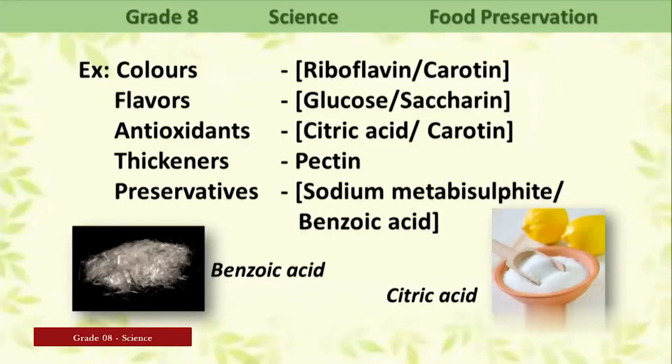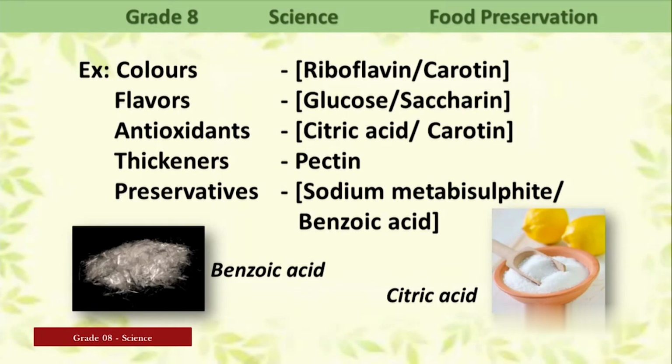I have given you different types of food additives, right? Sometimes they can be colors, sometimes they can be flavors, sometimes they can be antioxidants and thickeners also. I have given you some examples also. Riboflavin and carotene are used as colors, right? They are used as colorings.